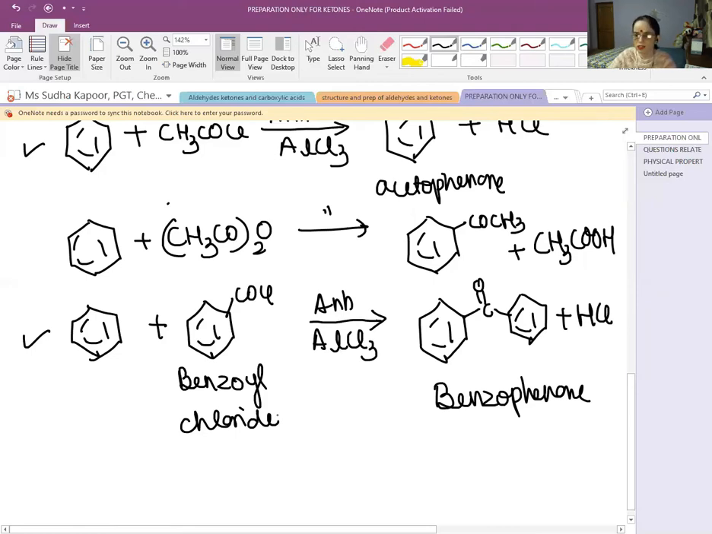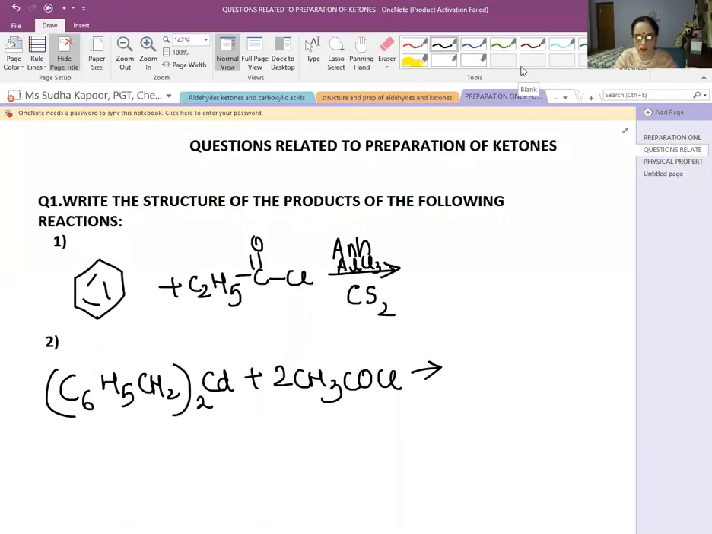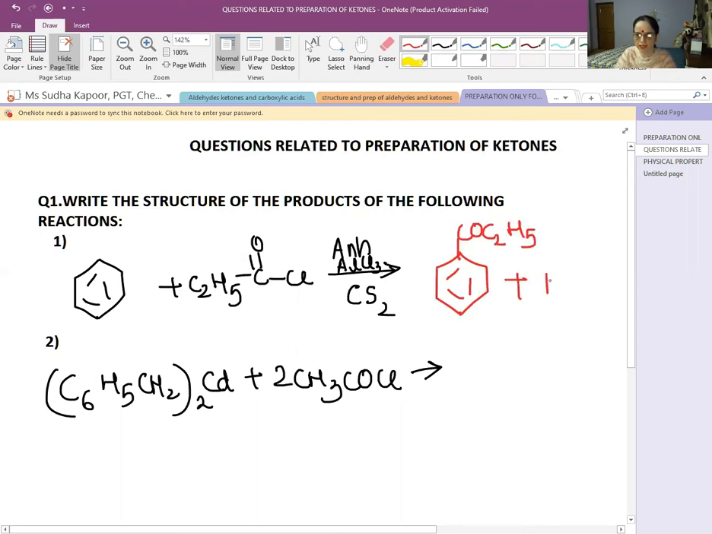Along with this, let us do a few questions related to the topic. The first one is, when benzene is treated with propanoyl chloride. It is similar to the Friedel-Crafts reaction that we have just studied, plus HCl. So we will be getting a benzene ring with COC2H5, ethyl phenyl ketone.